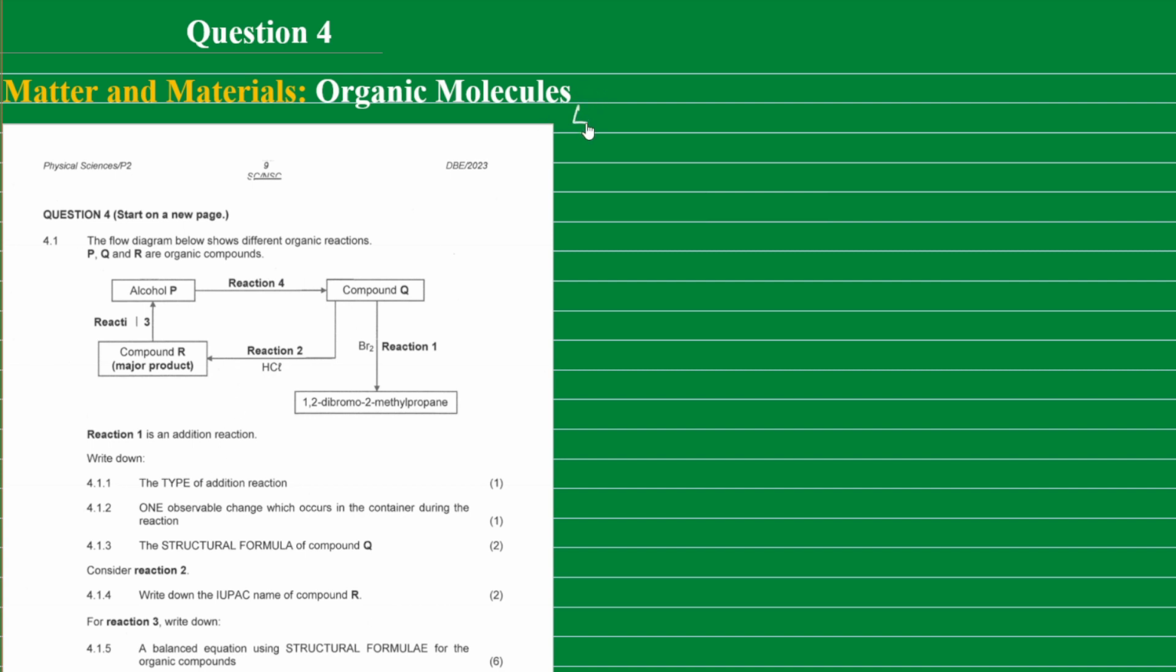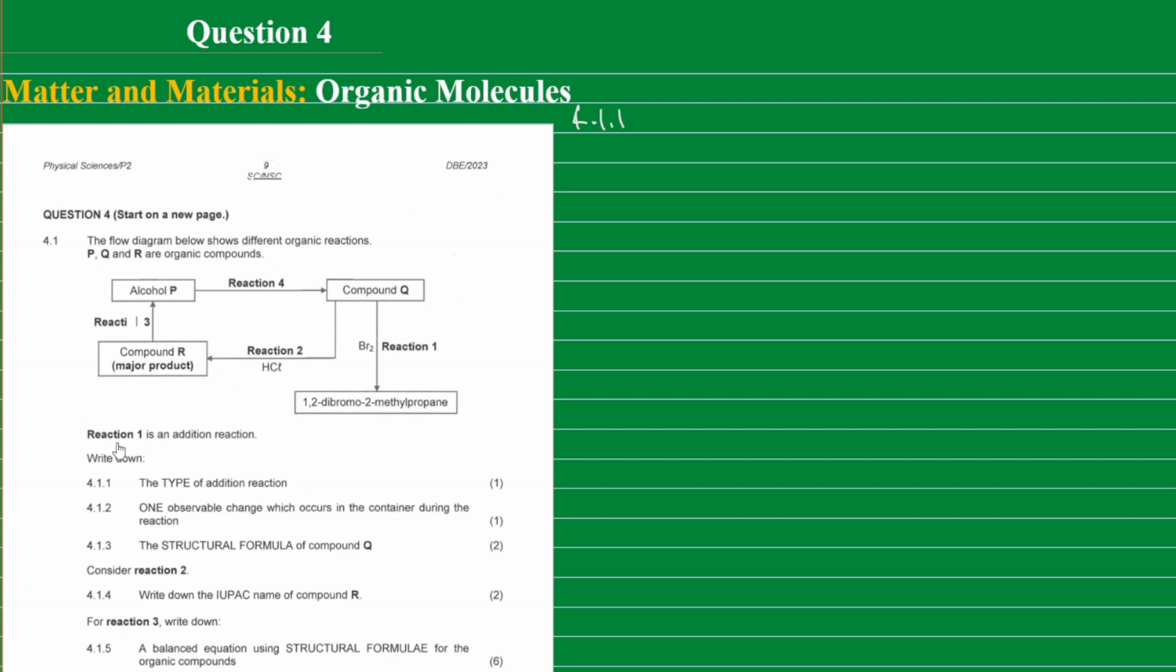4.1.1. The question reads as follows. The flow diagram below shows different organic reactions. P, Q, and R are organic compounds. So we are given this flow diagram here. We have got alcohol P, compound Q, and the reactions as illustrated here.